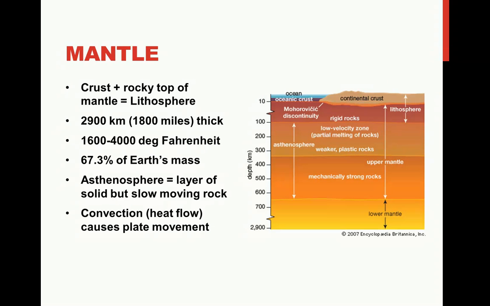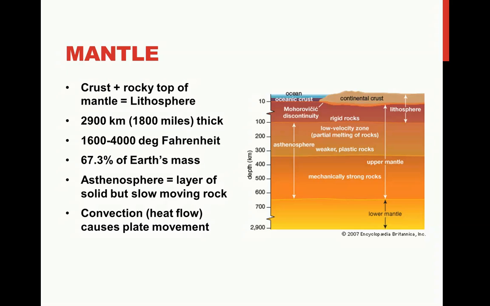Moving inward, we have the mantle. It's also here where we have our first sublayer. The crust, plus the rocky top of the mantle, is known as the lithosphere. The mantle averages 2,900 kilometers in thickness and can range in temperature from 1,600 to 4,000 degrees Fahrenheit. The mantle makes up 67.3% of the Earth's mass.